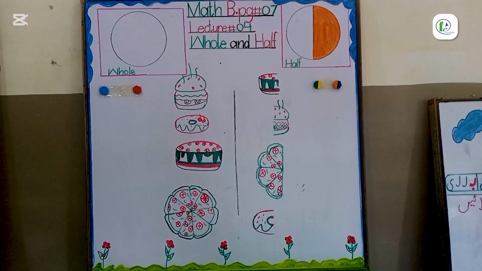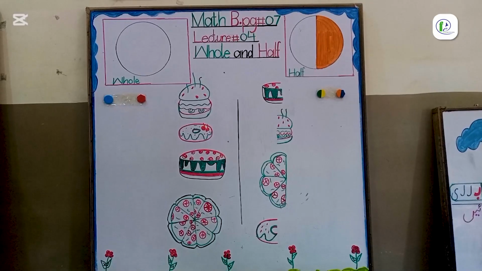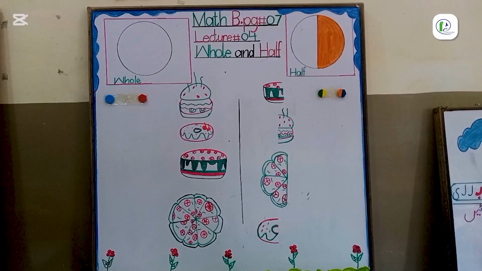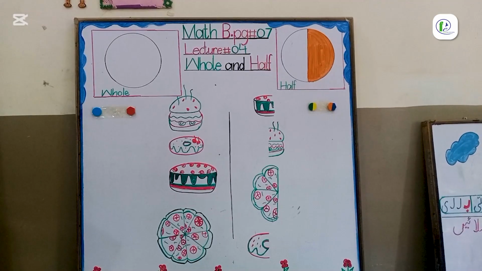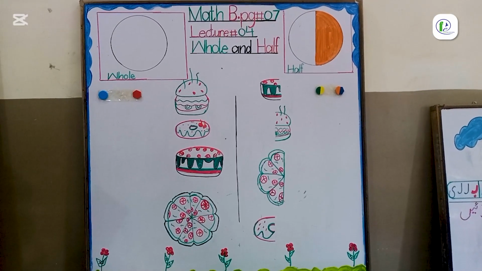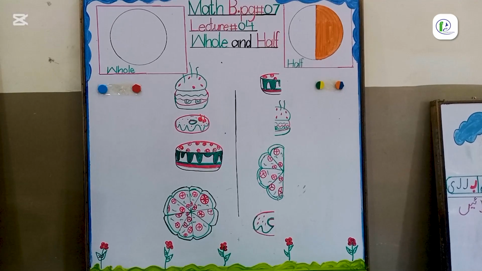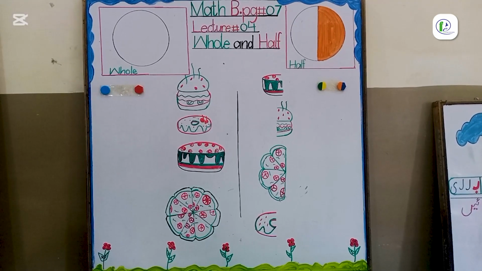This is your math class. Open your book page number 7. Today our lecture is about whole and half. A whole and half comparison shows the difference between something complete, whole, and something divided into two equal parts, which is half.